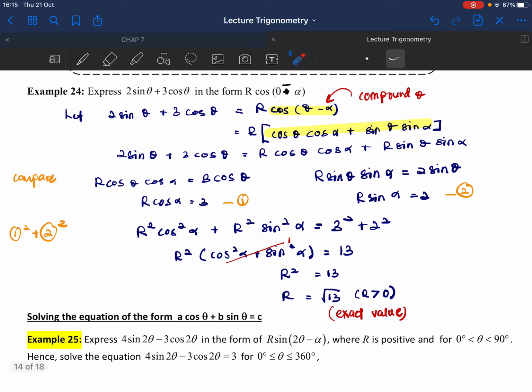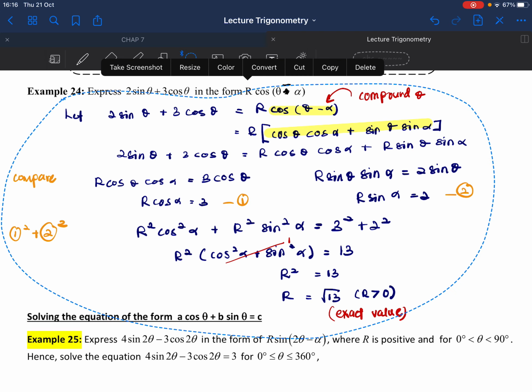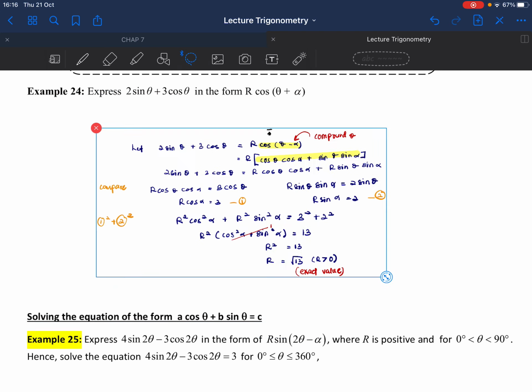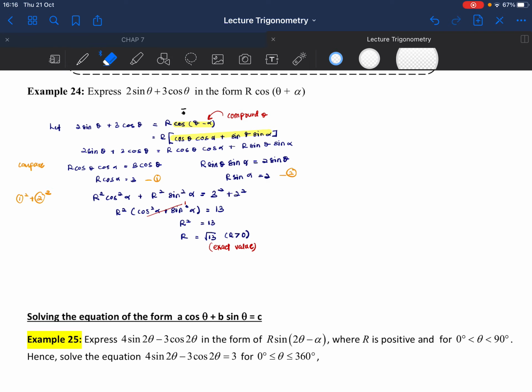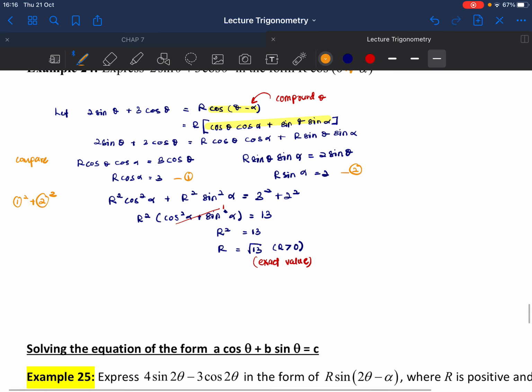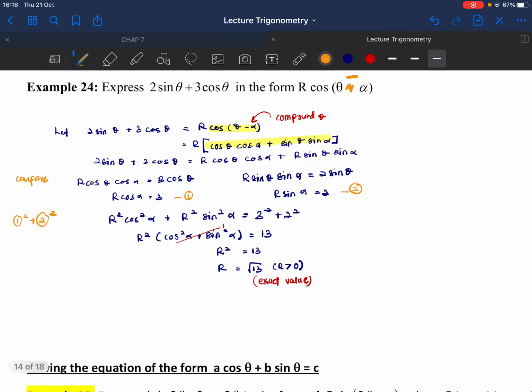So dekat mana saya nak tulis ni? Kita kecilkan sikit. Habislah. Okay, padam pula yang ni. Ini minus. Okay, tolong tengok betul-betul. Alright, so now we are going to find our alpha.